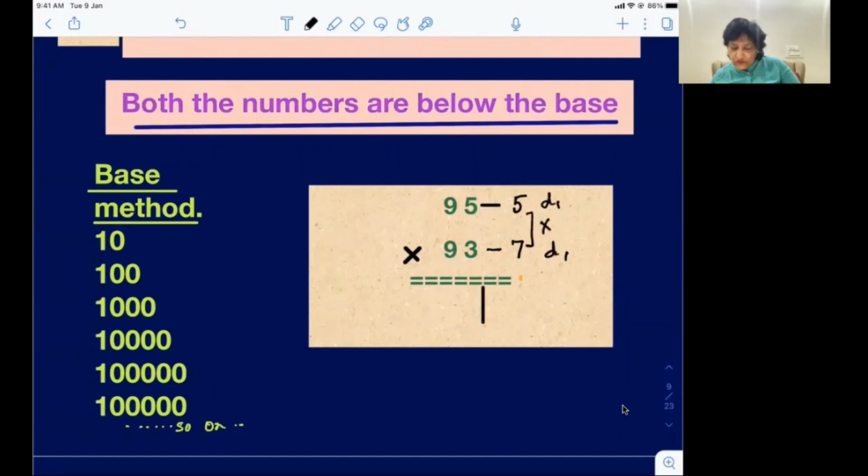The next step would be just to multiply these two deficiencies. That means 7 into 5 is 35. Now we have got the right hand side. Next, you minus 7 from 95 or you minus 5 from 93. We subtract 7 from 95. What will we have? We'll have 88. And if we subtract 5 from 93, in that case also, we will have 88. So this 88 would be our left hand side.